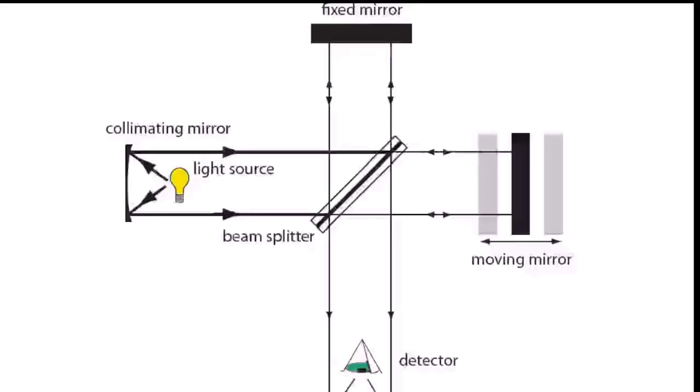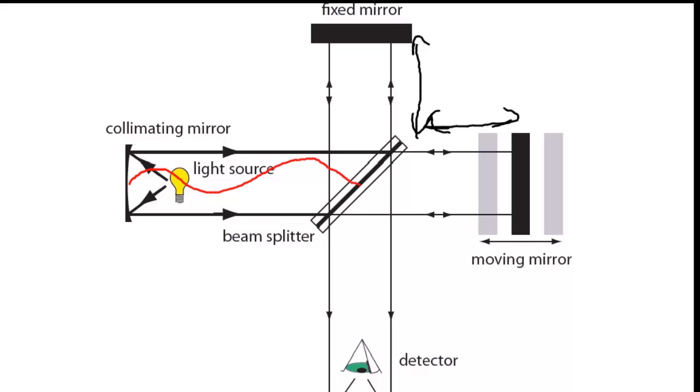We're going to start off by saying that this moving mirror is in the position so that the distance between the beam splitter and the fixed mirror is the same as the distance between the beam splitter and the moving mirror. And we'll start with just a simple monochromatic light source, so a single wavelength.